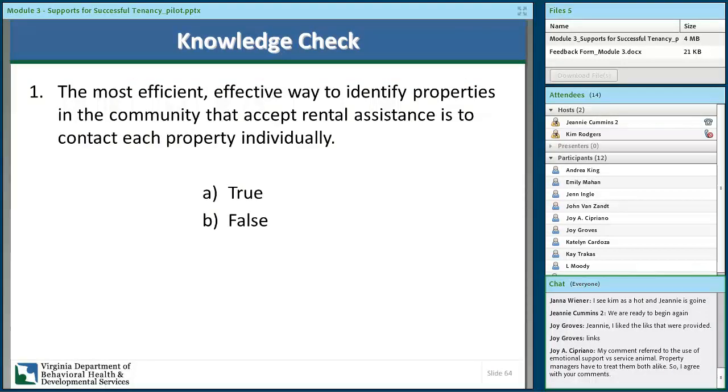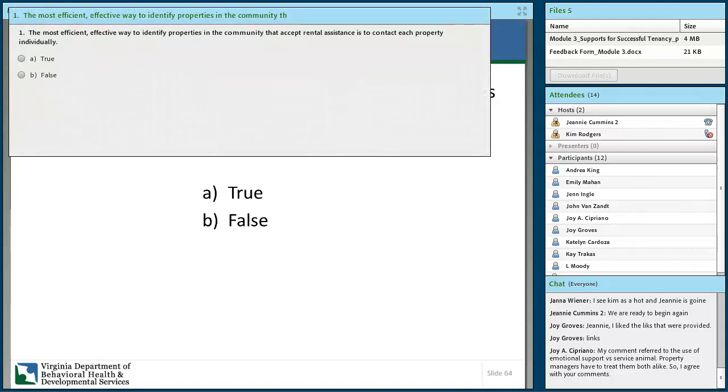All right, let's review the key concepts for supports to obtain housing. So Kim's going to put the questions up here, and we'll do our answers the same way. The most efficient, effective way to identify properties in the community that accept rental assistance is to contact each property individually. Is this A, true, B, false?